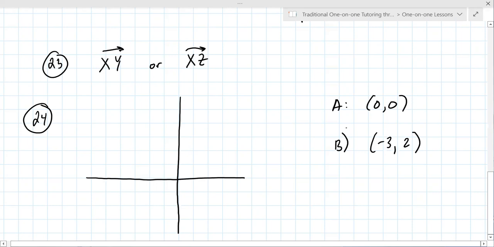Okay, it needs to go straight up, and A is going to be at the bottom and B at the top. So A is at the origin, and then B is (-3, 2). So you're going left 3 and up 2. Is that where you put point B?